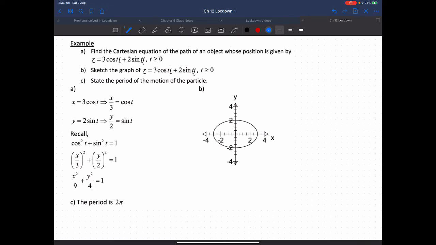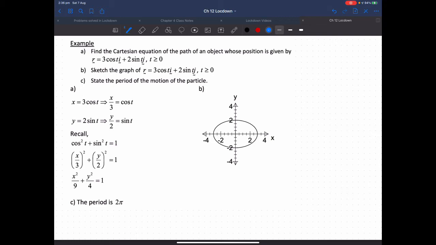This example has three parts to it. The first part says to us, find the Cartesian equation of the path of an object whose position is given by, and we're told the unit vector r equals 3 cos t in the i direction plus 2 sine t in the j direction, and of course time is greater or equal to 0.